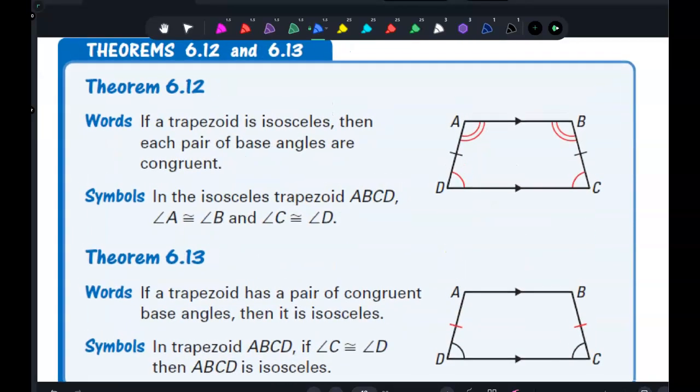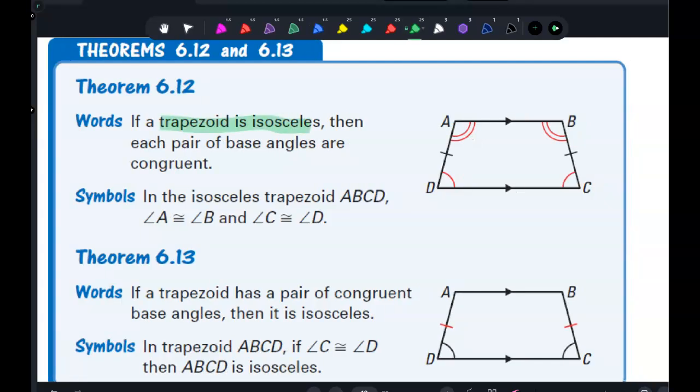Okay, now if we have an isosceles trapezoid, each pair of base angles are congruent. Okay, so these are not opposite angles. These are ones that are next to each other. So if you look here, these are the parallel lines. If these two sides are congruent, then D is congruent to C and A is congruent to B.